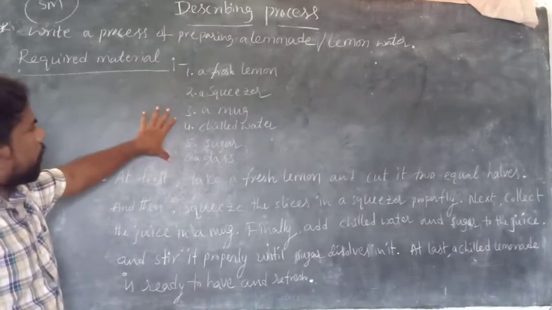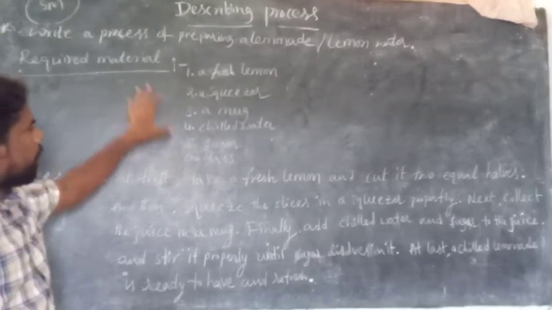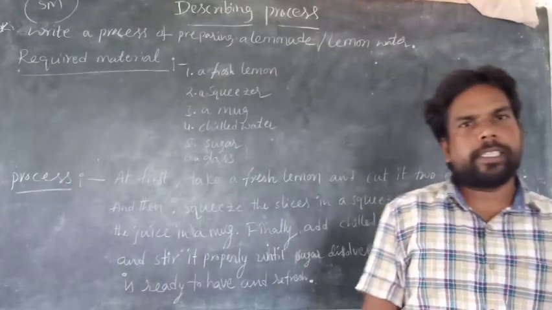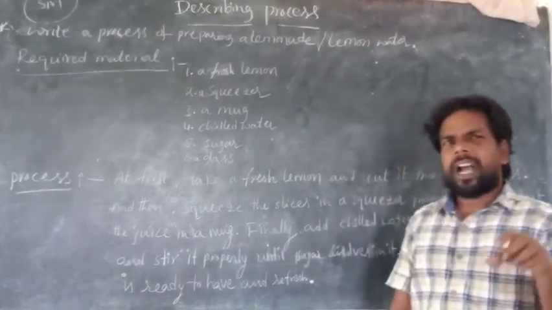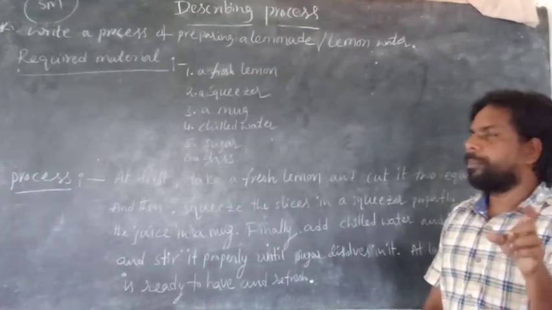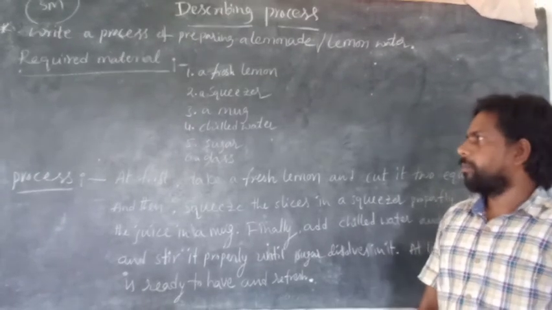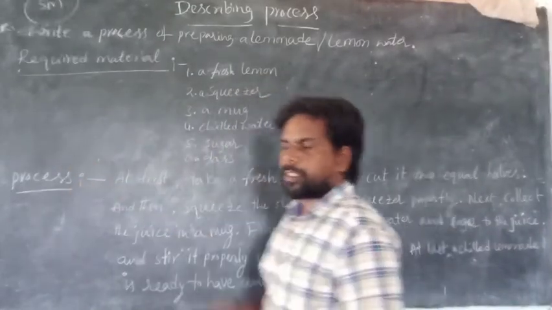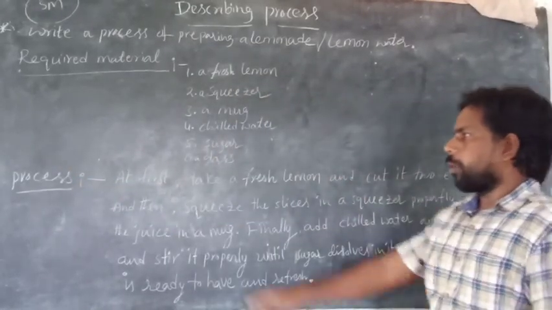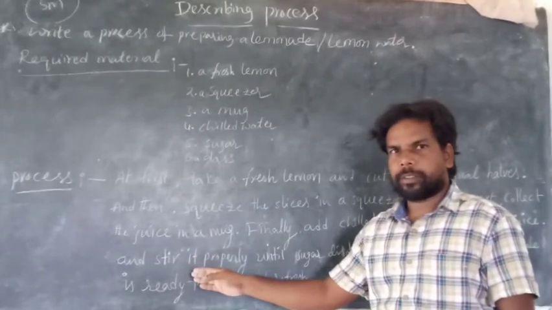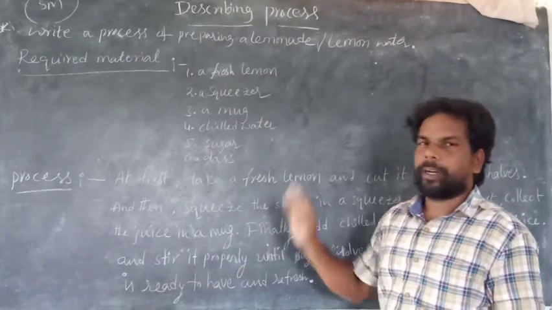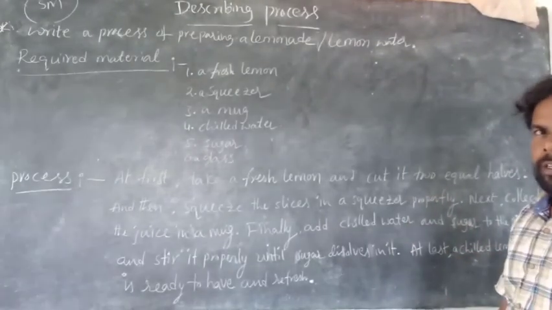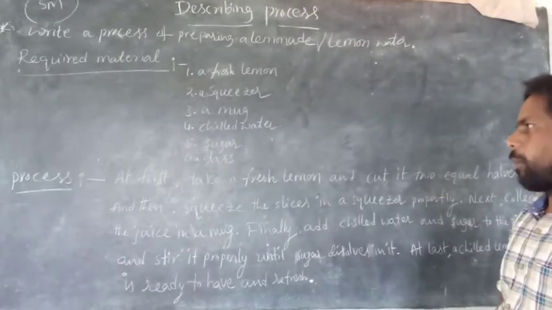To write the required materials, how many lines does it occupy? 6 lines, nothing but half of the page. Now the process. The second side heading, what is it? Process. In that process, don't write point-wise like the required material. You have to write in a paragraph. Two paragraphs or one paragraph, no problem.